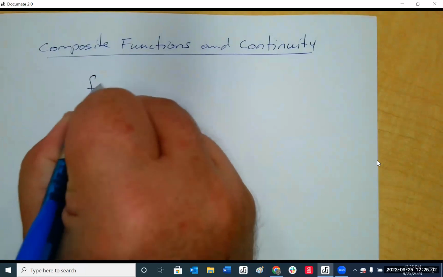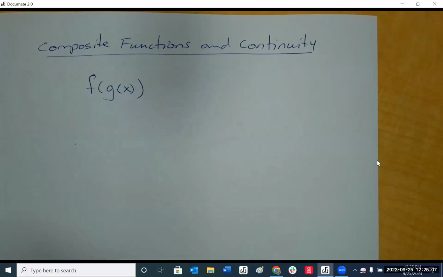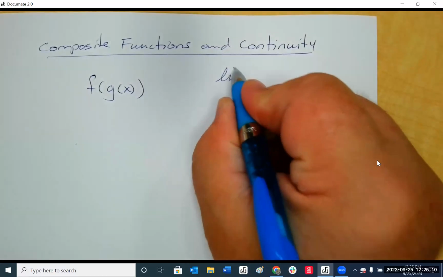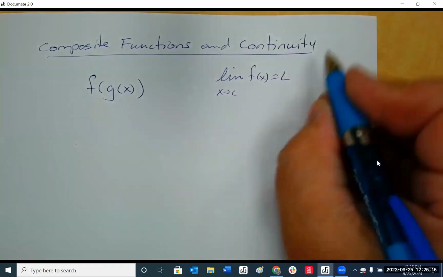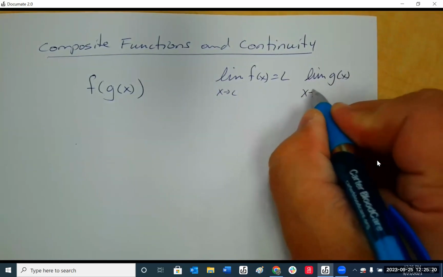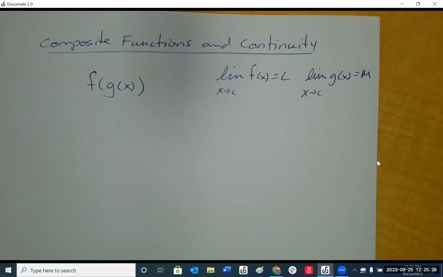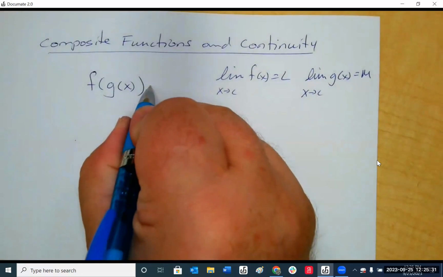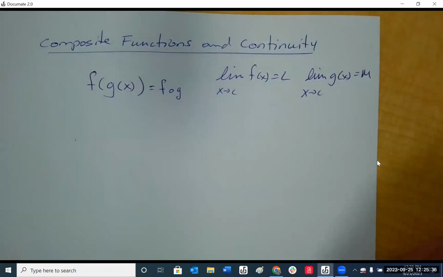So a composite function looks like this. We're going to presume that the limit of f of x as x approaches c is equal to L, and the limit of g of x as x approaches c is M, because they both have to be continuous functions to begin with. So this is the f of g, the "f of g" thing. Remember that in algebra?